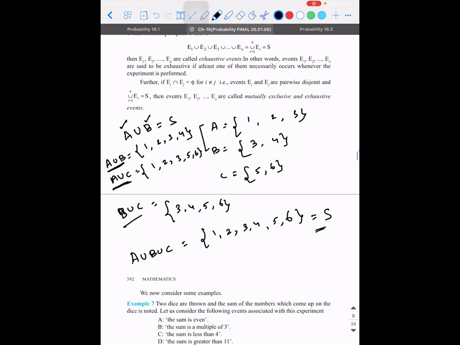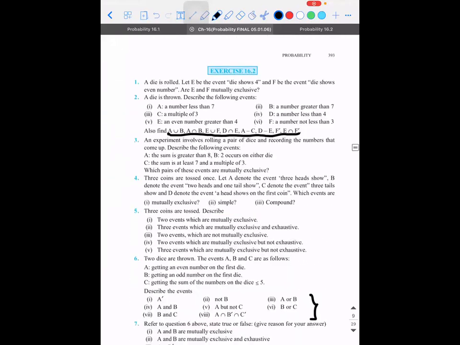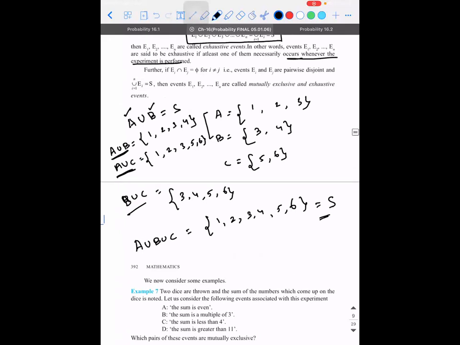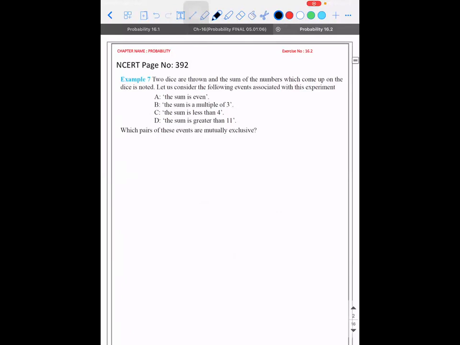Guys, are you able to understand? Yes, sir. So here they have given you the technical definition, at least one occurs whenever the experiment is performed. All those things, keep aside. You remember the simpler way of solving it. This is the mathematical representation. If you take the union of all the events that you have, and that union gives you the sample space, then yes, they are exhaustive events. This is all about the types of events. Now you are ready to solve problems. Let's try that out.